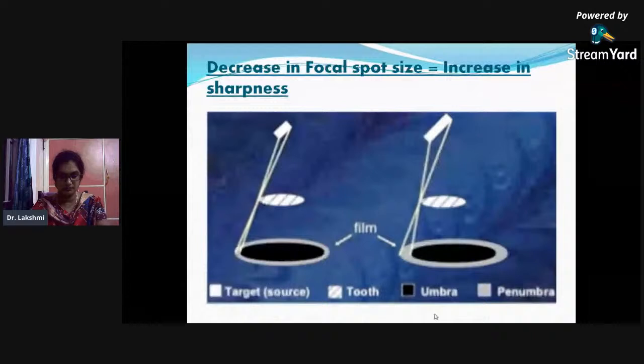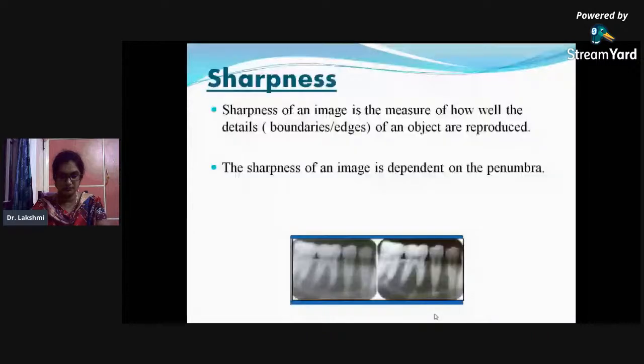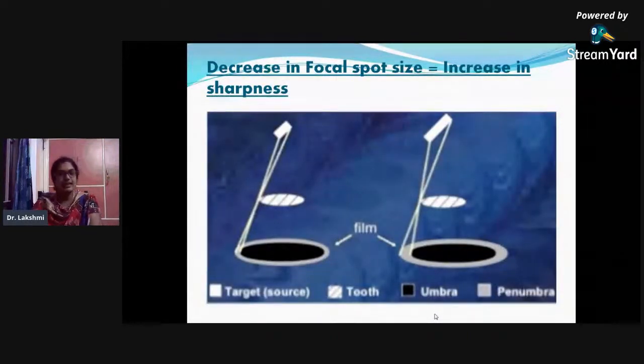Sharpness: we have to see what factors the sharpness depends on, how the sharpness and the unsharp image occur. The sharpness of an image is dependent on the penumbra. Coming to this diagram, it says a decrease in focal spot size is an increase in sharpness. If you can see over here, this black color represents your X-ray film. For example, these striated lines, this round represents the tooth, and this is the target.